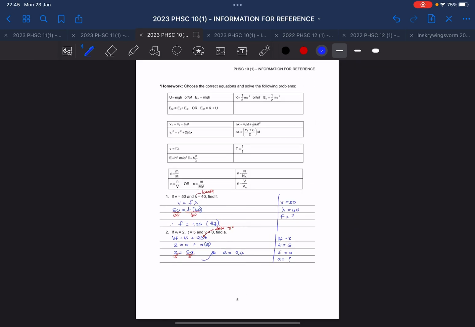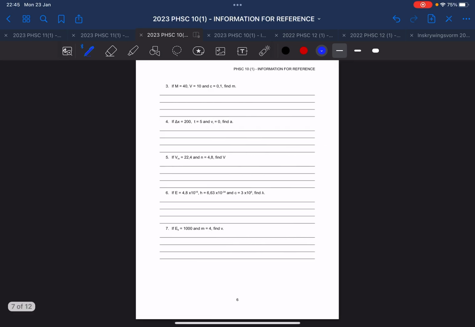Alright, so what I want you to do for homework is the next page, 3 until 7. Number 6 might be a bit difficult, try it, but if you don't get it right, don't worry, and that's your next homework.